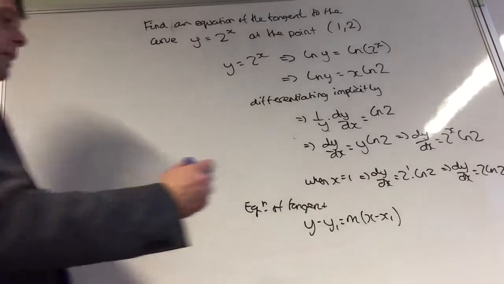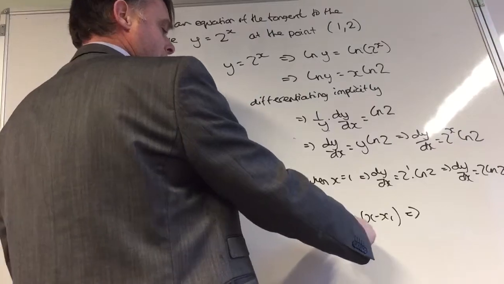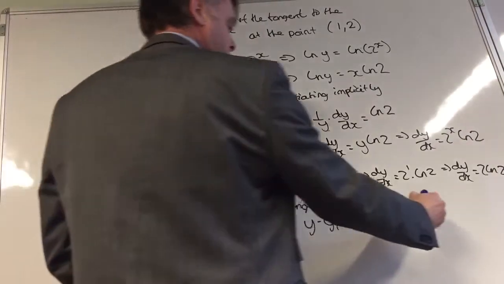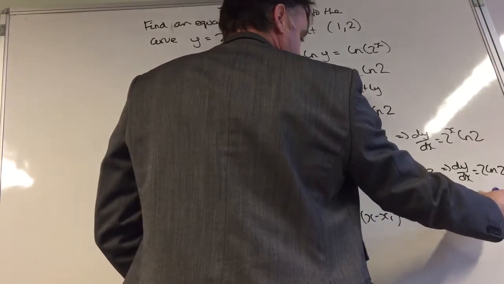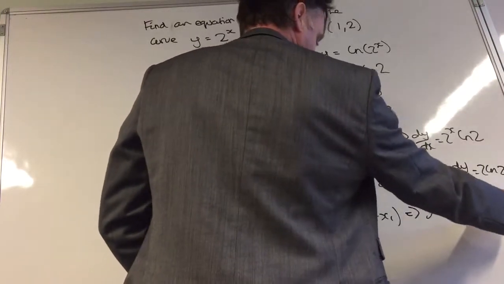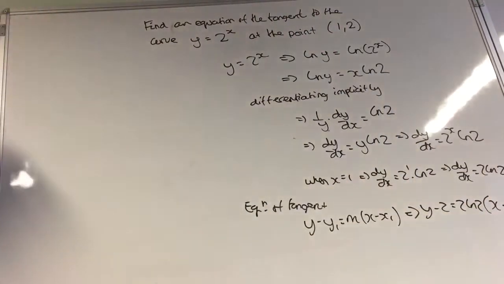No problem at all. So the equation of the tangent: y minus y1 is equal to m times x minus x1. So y minus y1 is equal to m, which is 2 log 2, times x minus 1. You could simplify it if you want to, but the question says find an equation. That is an equation. Unless it says specifically what it wants it to look like, you're allowed to leave it like that. So I will.